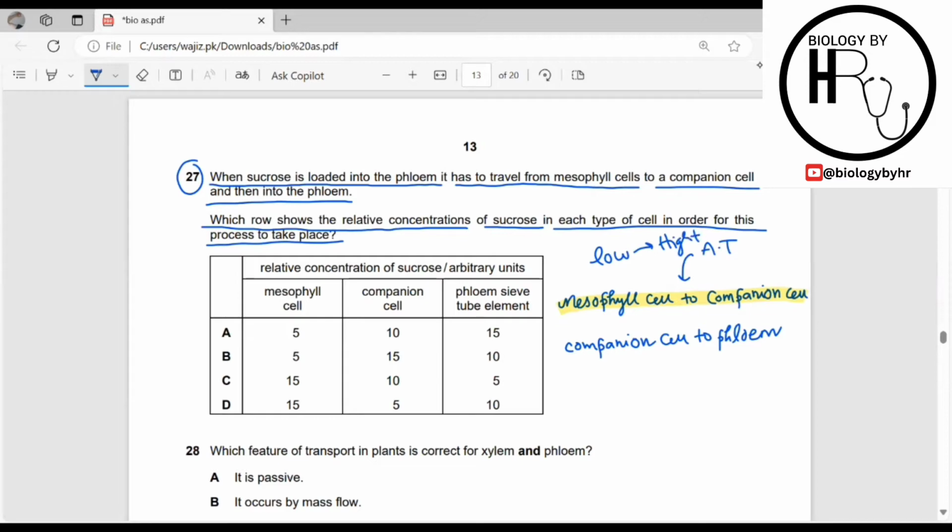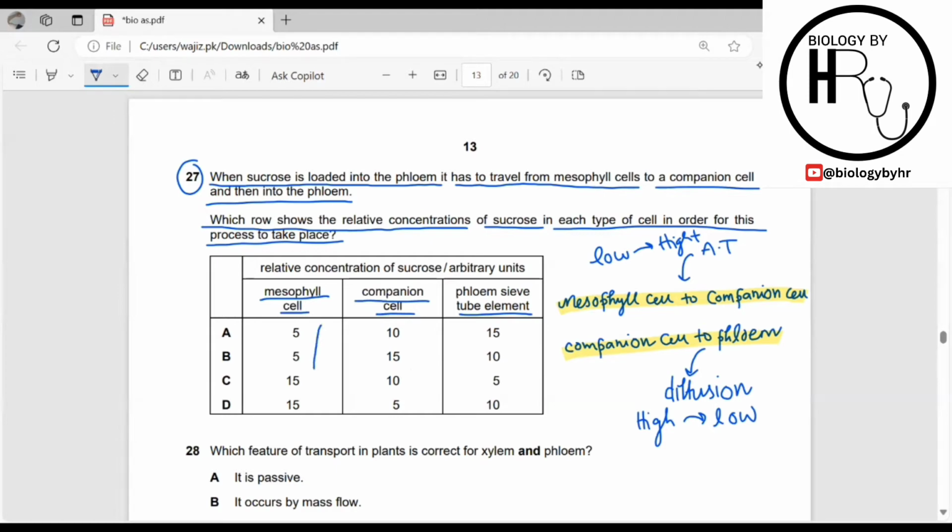And then when the sucrose reaches the companion cell, it diffuses into the phloem sieve tube element via the plasmodesmata. So the transfer of sucrose from the companion cell to the phloem is done by diffusion. Diffusion is from the higher concentration to the lower concentration. So from here we can conclude that the companion cell should have a higher concentration of sucrose than the mesophyll cell. Why? Because active transport is taking place.